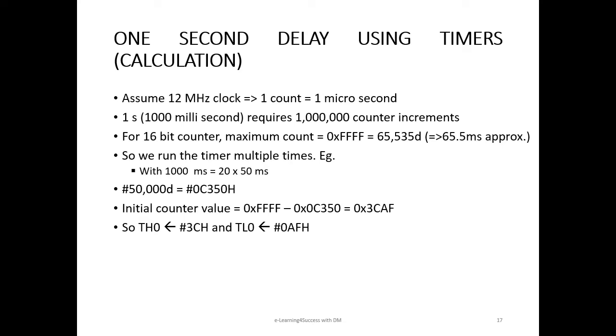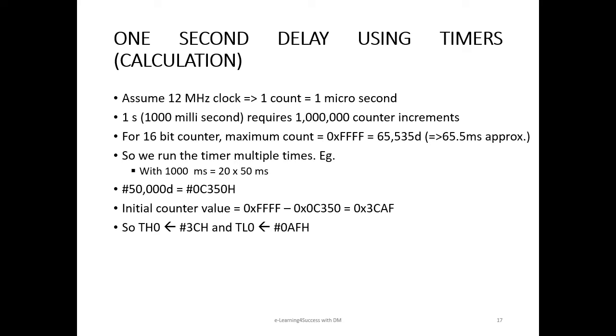Next we will take the case of a 1 second delay. Here also we are assuming the 12 MHz clock. And we know that 1 second equals 1000 milliseconds. So we need a total of 1 million counter increments. But we know that a 16-bit counter can count a maximum of only 65,535 counts, that is, approximately 65.5 milliseconds.